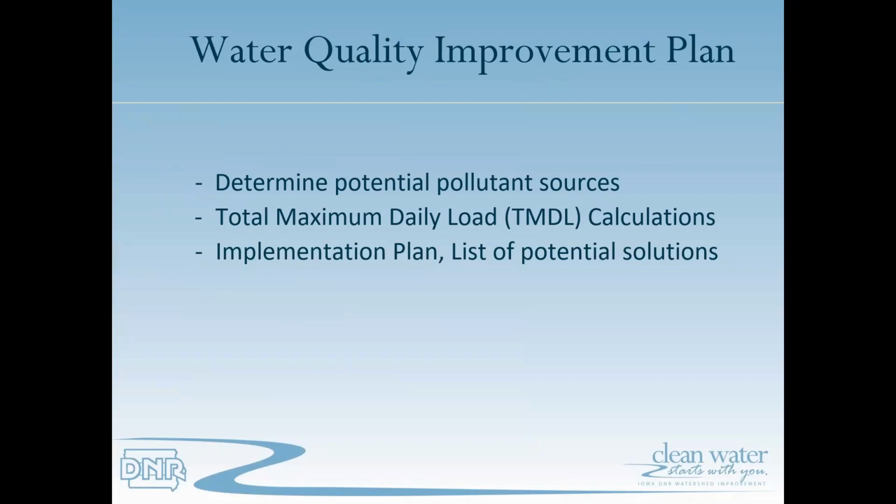As part of the water quality improvement plan, what I plan to discuss here today will include the following points. We're going to determine the potential pollutant sources. Going to talk about our total maximum daily load calculations, how we came up with our TMDLs for E. coli at each of these beaches. And then I'm going to follow up with some implementation plan and list some potential solutions to resolve this E. coli issue at our beach areas.